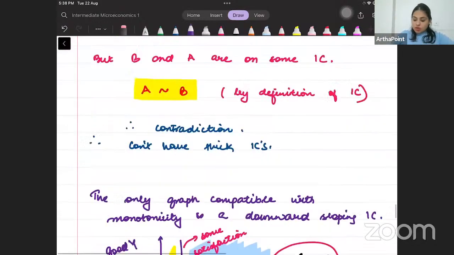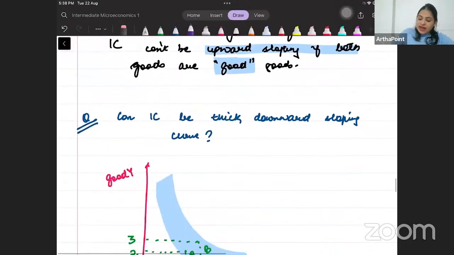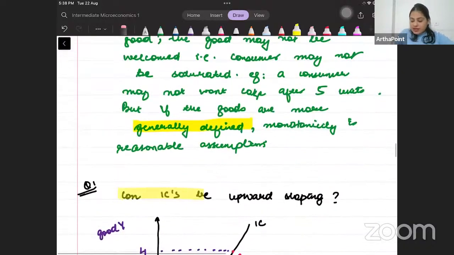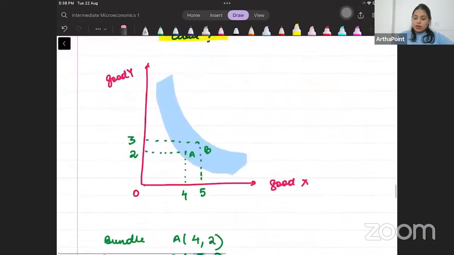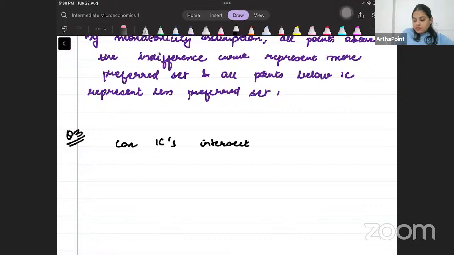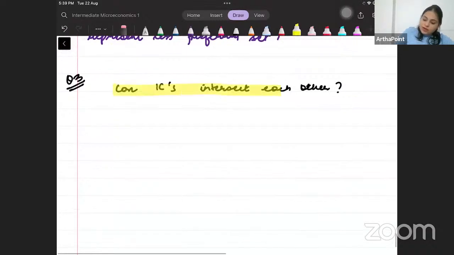Question number 3. So question number 2 बेटा हमने पूछा, can ICs be thick downward sloping curve? Question number 1 हमने पूछा था, can ICs be upward sloping? Now I am writing question number 3. So please write down question number 3 beta. Can indifference curve intersect each other? That's the third question. Okay.